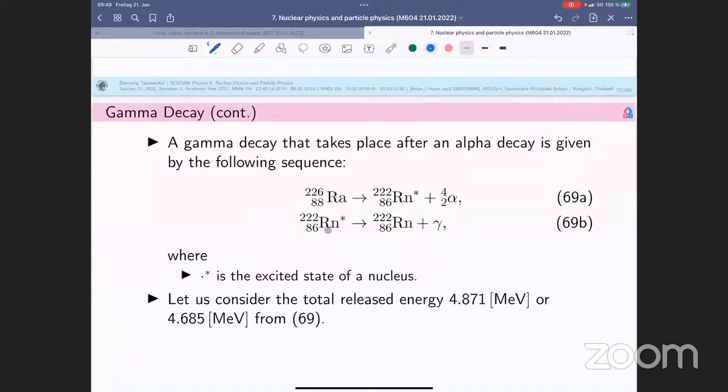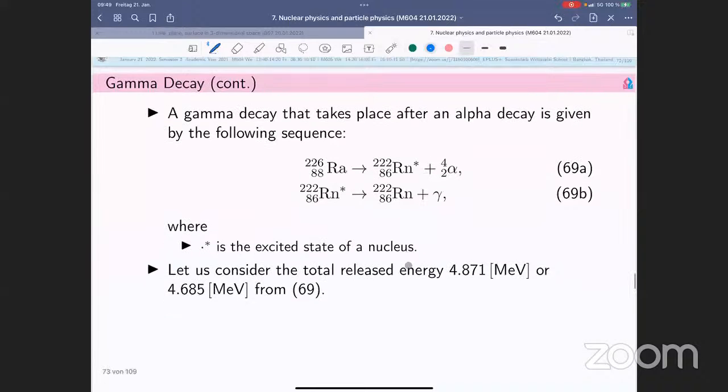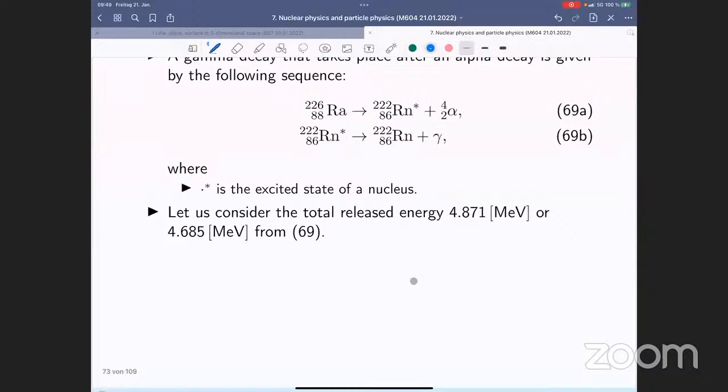And in order for the radon nucleus to become stable, the nucleus of the radon will release the gamma ray, or the photon with high energy. The star represents the excited state of the nucleus. And the total released energy in the gamma process, from radon star to radon without star plus the gamma photon, the energy by gamma is from 4.871 to 4.685.